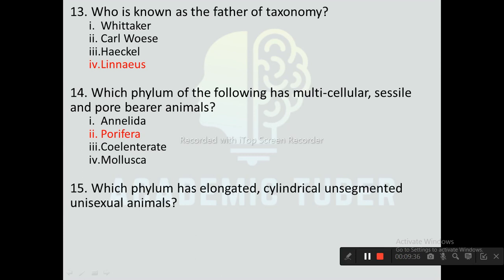Next one, which phylum has elongated, cylindrical, unsegmented, unisexual animals? The options are Annelida, Arthropoda, Nemathelminthes and Porifera. And the correct option is option third, that is Nemathelminthes. Nemathelminthes, also known as the roundworms, are elongated, cylindrical, unsegmented and unisexual animals.